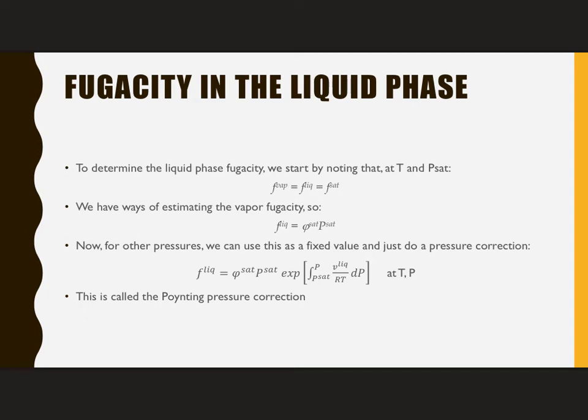So then if I have any other pressure, all I'm going to do is a pressure correction. And that turns out to be that I take this saturation value, phi sat times P sat, and then multiply by the exponential of the integral from the saturation pressure to my given pressure of the volume of the liquid over RT dP. And this is called the Poynting pressure correction, and very useful. So I'm going to do the gas calculation at saturation, and then I'll increase the pressure, but I need to do the gas calculation at the correct temperature. Okay? So that would be how you would do this for a liquid.